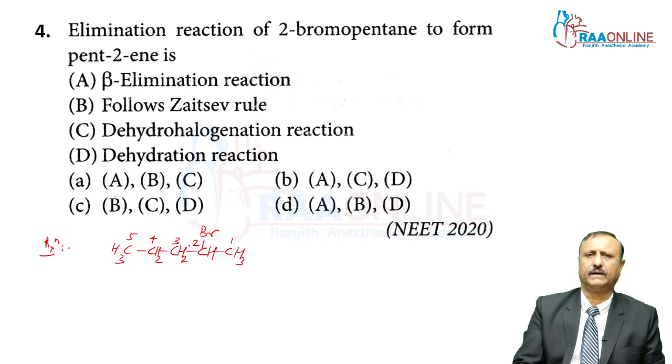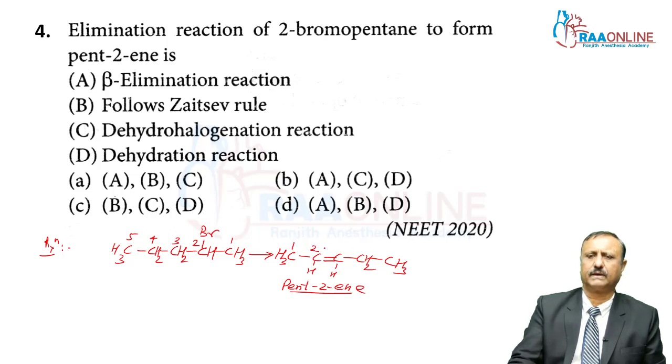And this 2-bromopentane is converted into pent-2-ene: 1, 2, 3, 4, 5. Here it is called pent-2-ene, meaning the double bond is present at the second carbon atom. So it is converted to CH3, CH, CH, CH2 and CH3. It is called pent-2-ene because the double bond is present on the second carbon atom.